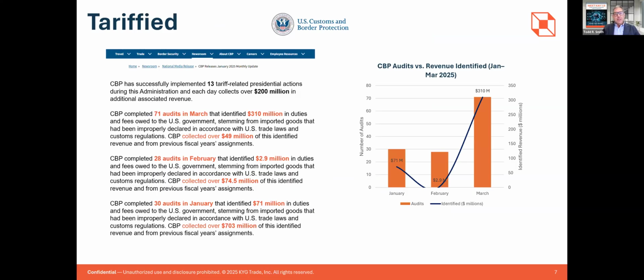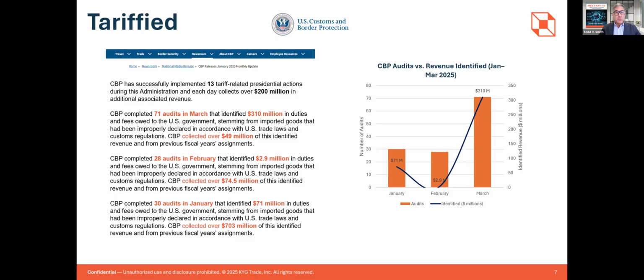What we're also seeing is an uptick, a legitimate uptick in audit activity by CBP. So this information is relatively fresh off the press. This is on the CBP website. They have press releases. This is what they refer to as a monthly update. And as you can see here, the number of audits and the loss of revenue connected, that's a fancy way of saying the duty that should have been paid that wasn't paid, and penalties on top of that. In January, there were 30 audits, 70 million in loss of revenue. And you can see how that has increased between January and March.